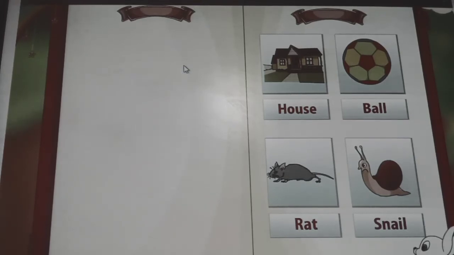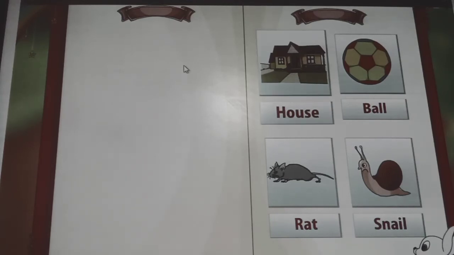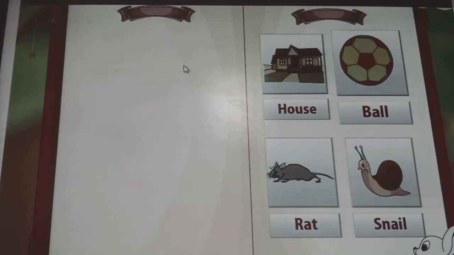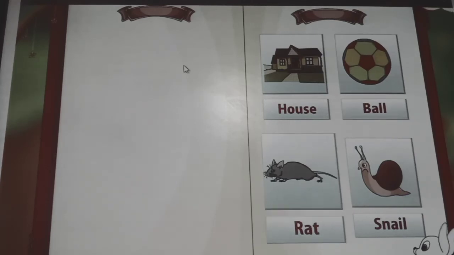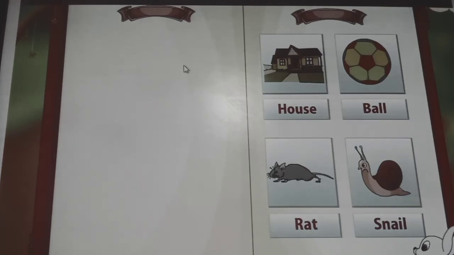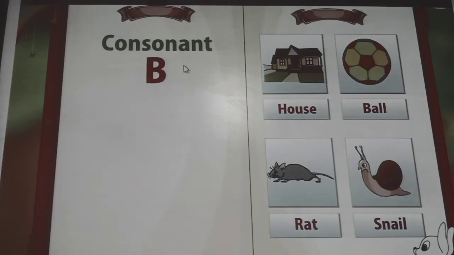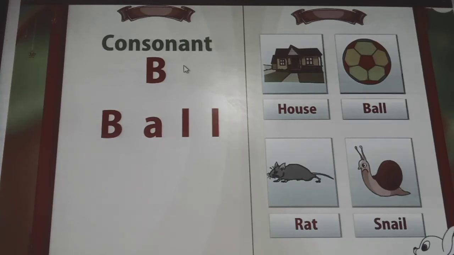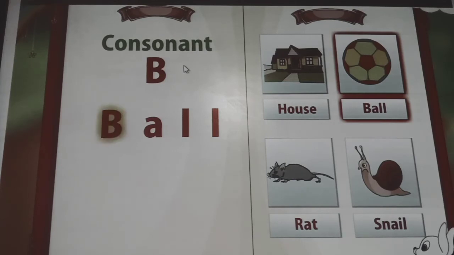Here is the first set of pictures. A house, a ball, a rat, and a snake. The consonant is B. So, B, A, L, L. Ball begins with the letter B.